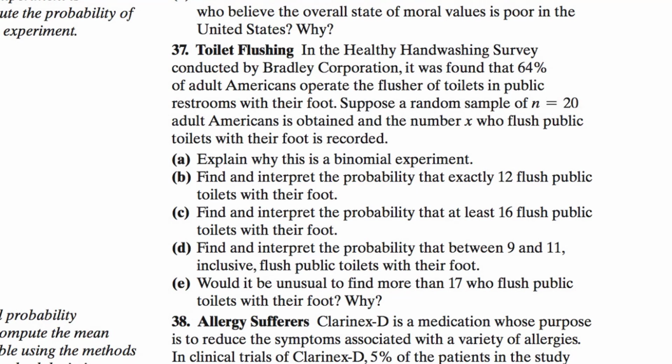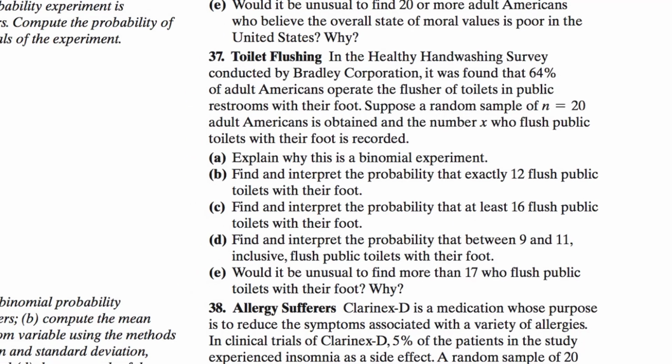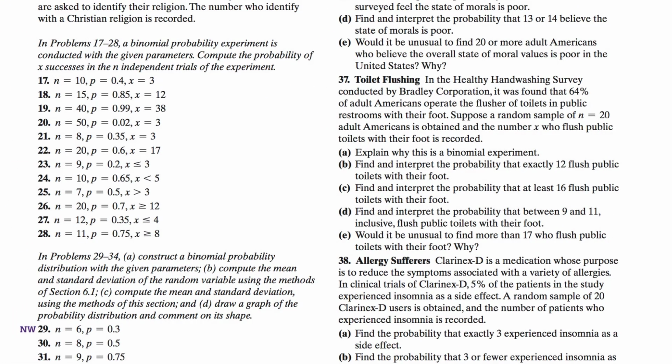And we also have a binary outcome because it can be understood that they either flush the toilet with their foot or they don't. And the probability of success is fixed because we're defining success here as flushing with the foot. And it clearly states that 64% of adult Americans operate the flusher with their foot. So that would be your fixed probability of success right there. So all four of those conditions are satisfied, and that tells us that we can use a binomial model. And that's basically what I said.